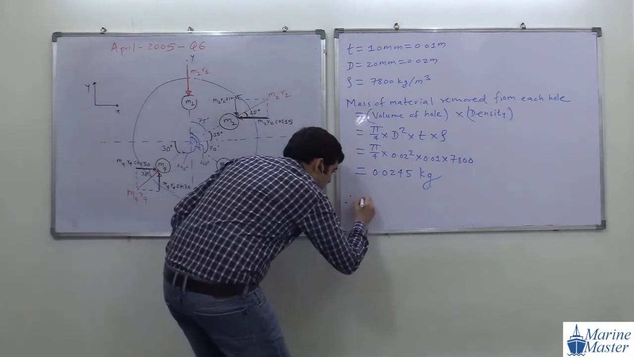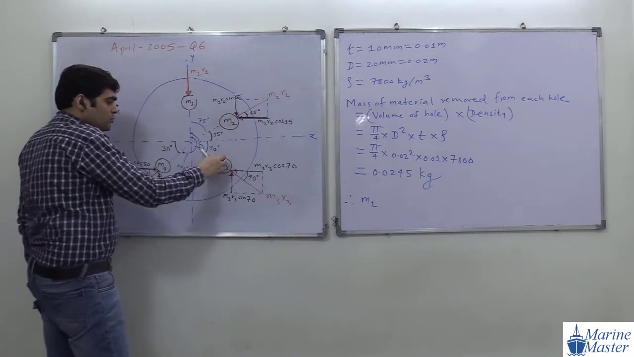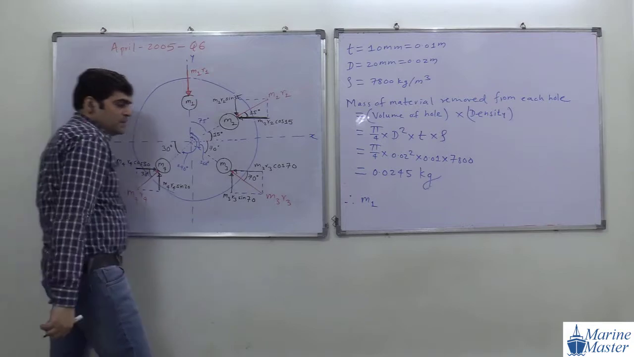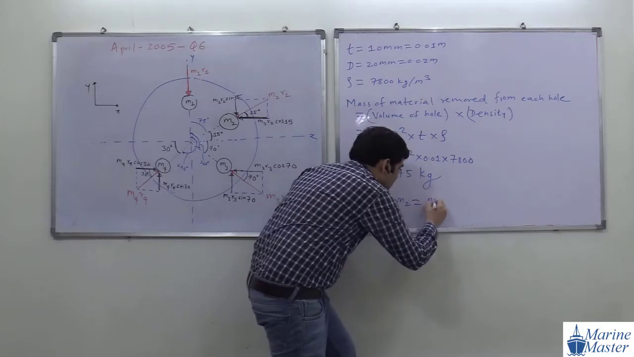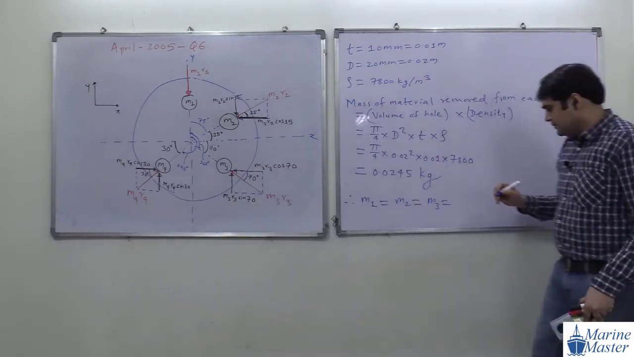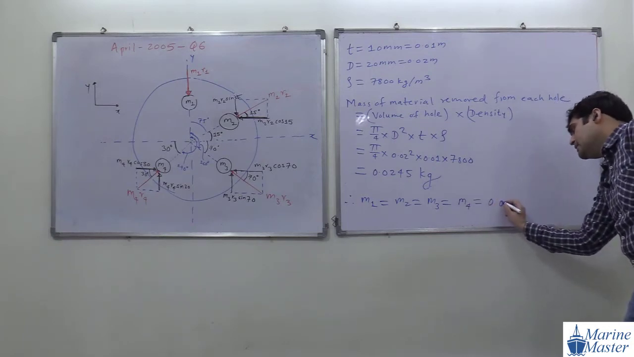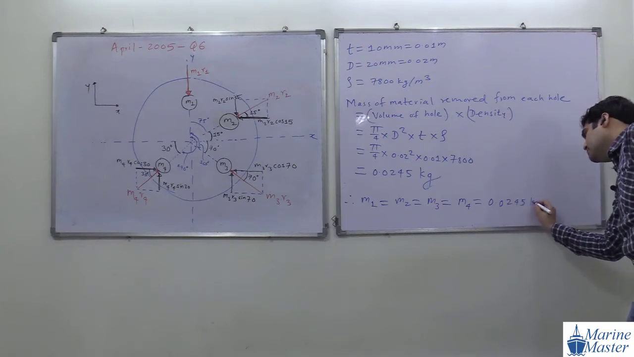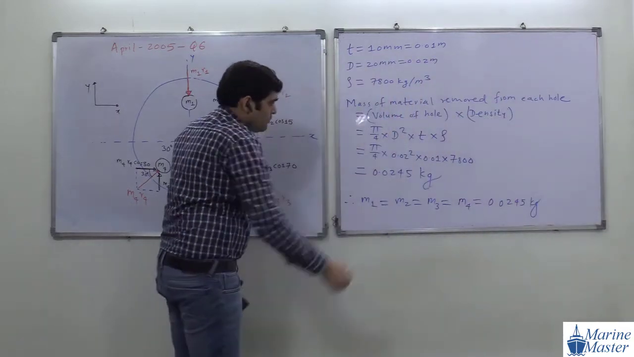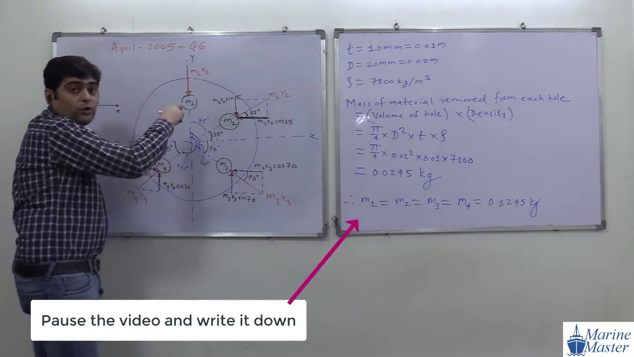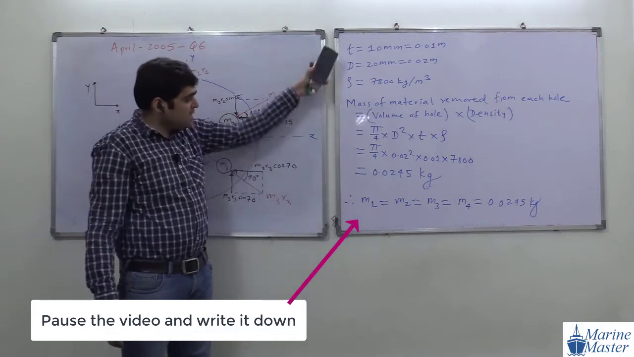So therefore, M1, mass of metal removed from hole number 1, hole number 2, hole number 3 and 4, means M1, M2, M3 and M4 will be equal to 0.0245 kg. Okay, so please write down these things first of all, because we need the mass of metal we are going to remove. Then and only then will we get the centrifugal force. So please write down all the things on this board.